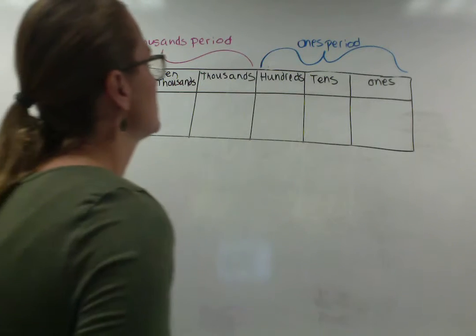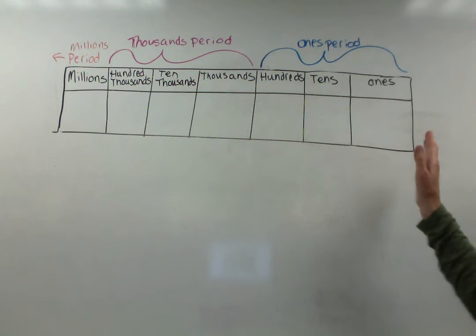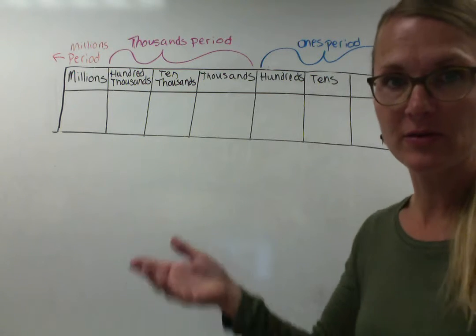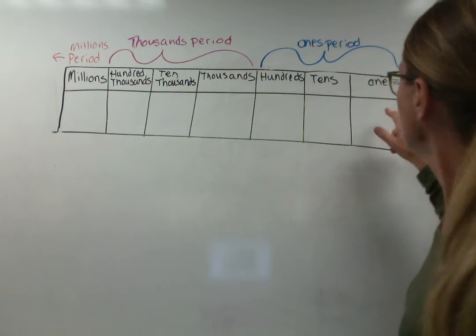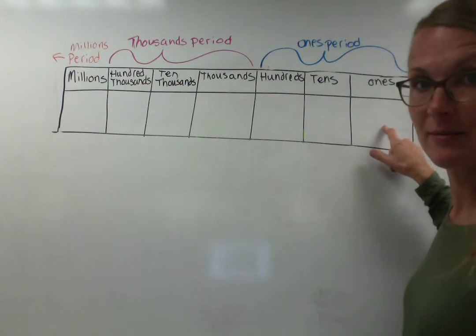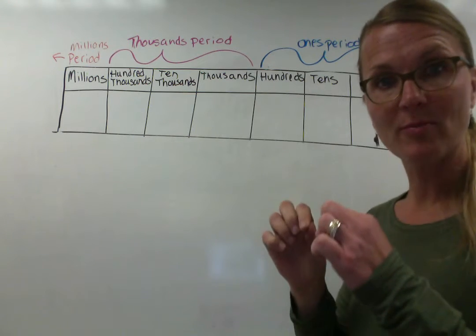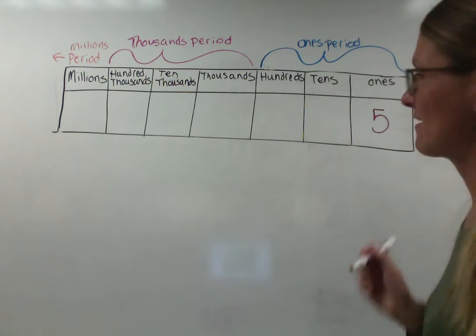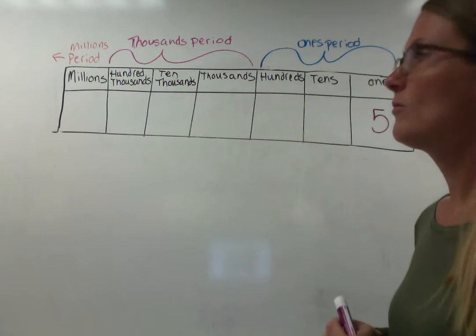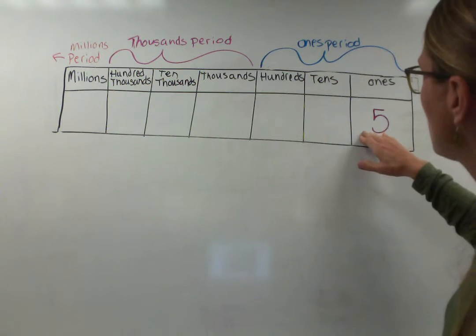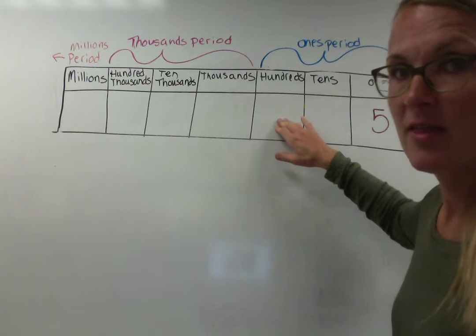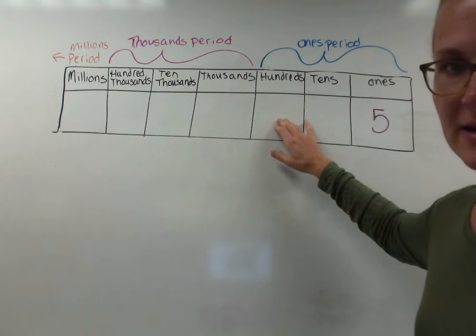Place value is something that you guys have probably talked about with your teachers since kindergarten. You count the ones. How many ones do you have? If you have 5 ones blocks, you have 5, and you would write the number 5 there. Place value goes in order: ones, tens, hundreds. That's what we call the ones period.